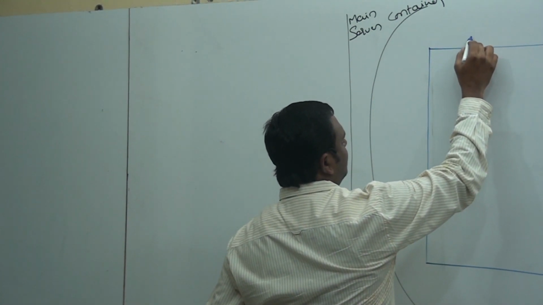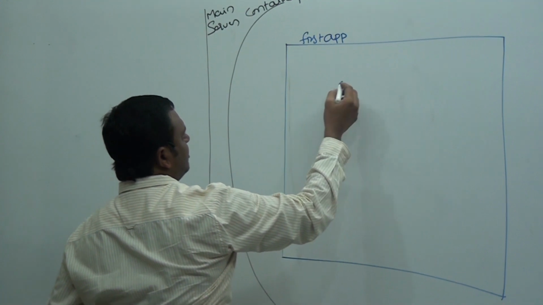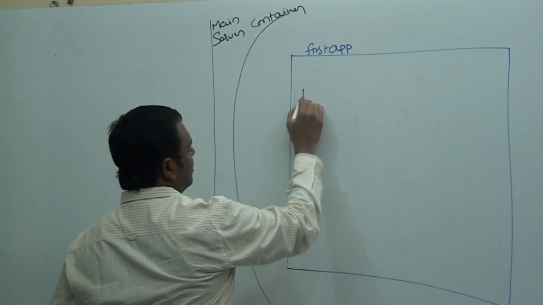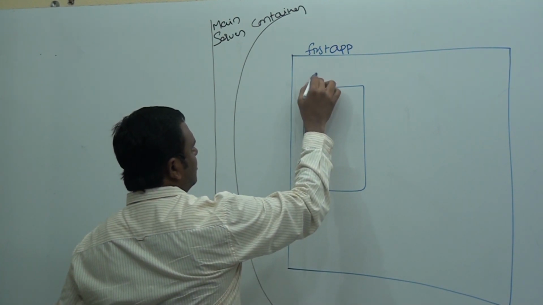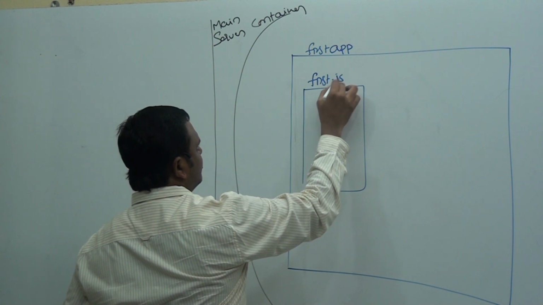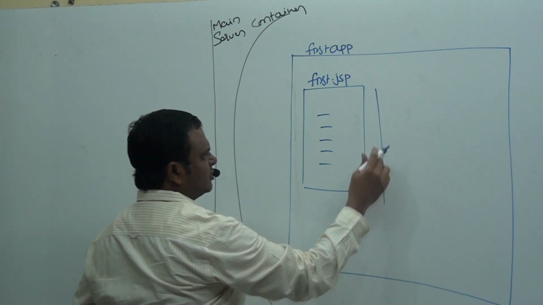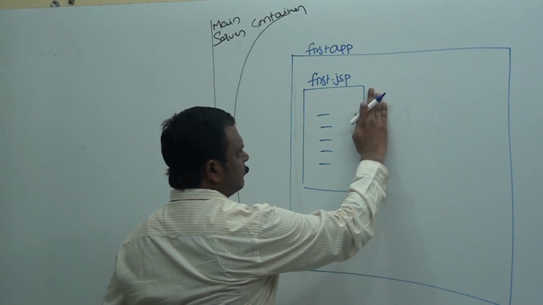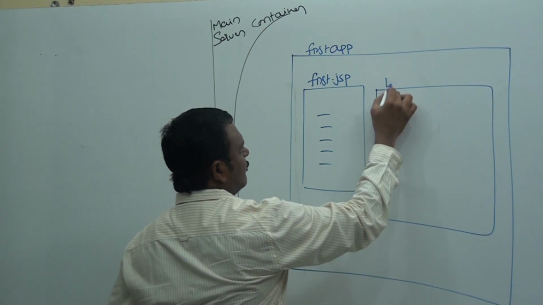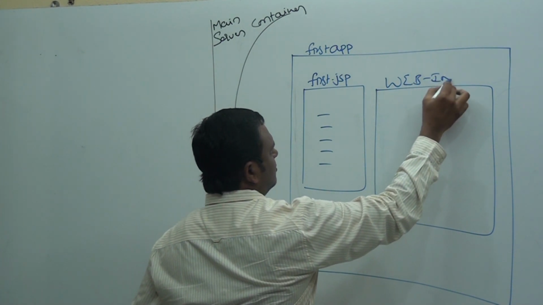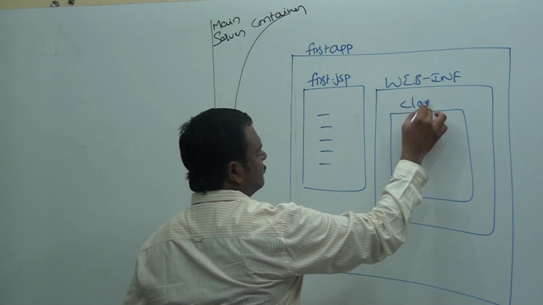Application name, let's say for example, first app. Inside this application folder, I want to deploy a JSP page like first.jsp, where some data we have written. After this, I want to prepare the WEB-INF folder. This is the WEB-INF folder. Inside this WEB-INF folder, I will prepare the classes folder.